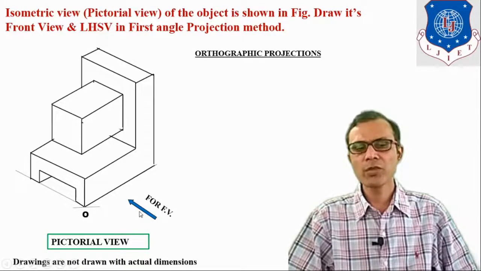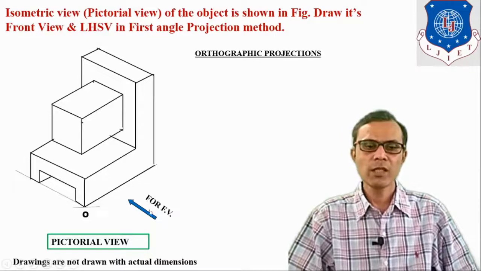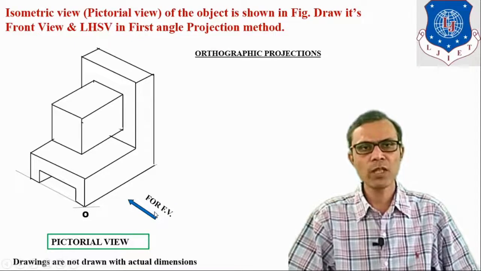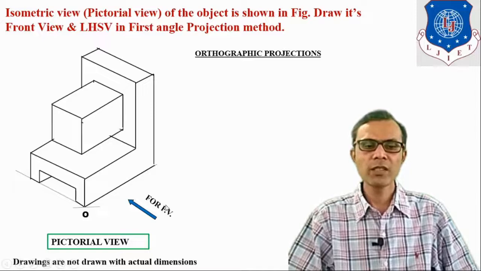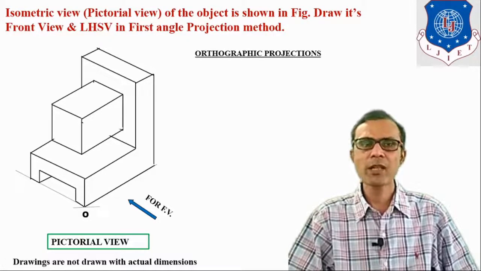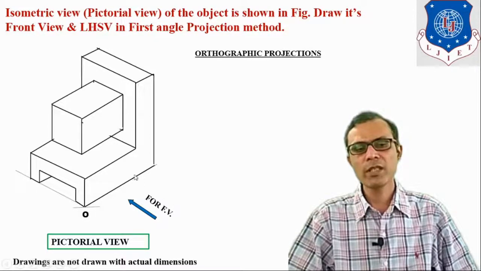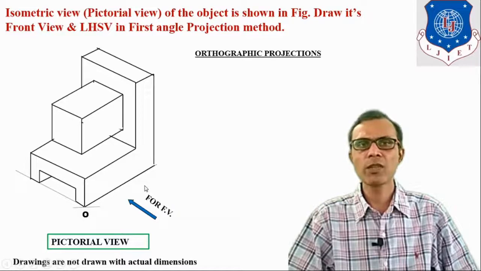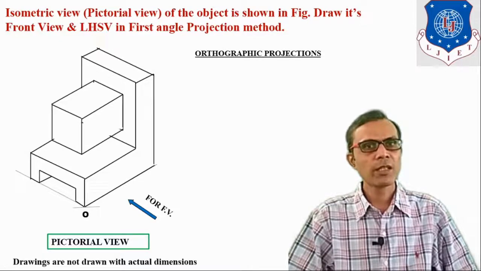Direction for front view is shown here. It is the direction for the front view. It is an important point. See here it is clearly written for front view. Otherwise it is also given in a manner that an arrow with some capital letter X, Y, Z, it may be any capital letter, indicates the direction for the front view. So we have to consider this direction as the front view direction, and with reference to this front view direction we have to decide the rest of the directions.